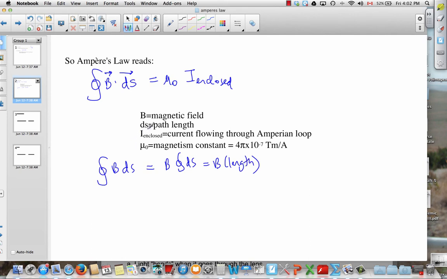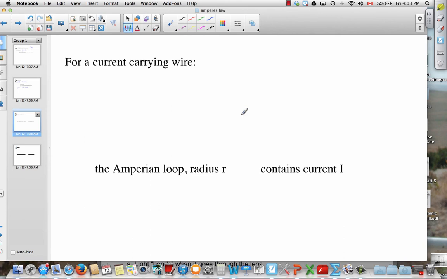So as was the case with Gauss's law, we never actually evaluate this integral. We just make sure we pick the correct symmetric Amperian loop so that this line integral, this loop integral, always simplifies to B times the length of the loop. Let's try a couple of standard examples. So first of all, just a current carrying wire. Okay. So here we've got a wire carrying current I, and then our correct Amperian loop is just a circle surrounding the wire everywhere a distance r away from it.